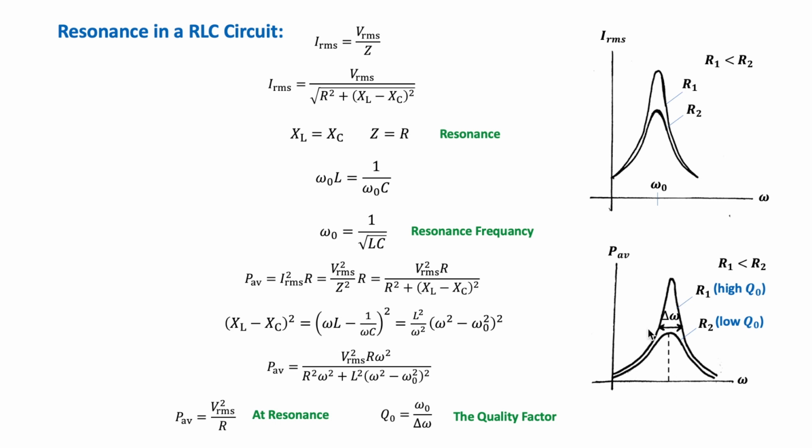The sharpness of the curve is described by a dimensionless quantity known as the quality factor Q naught, equal to omega naught over delta omega, where delta omega is the width of the curve measured between two values of omega for which P average is half its maximum value. This plot shows that high Q naught circuits, like this one, respond to a very narrow range of frequencies, while low Q naught circuits respond to a much wider range of frequencies.